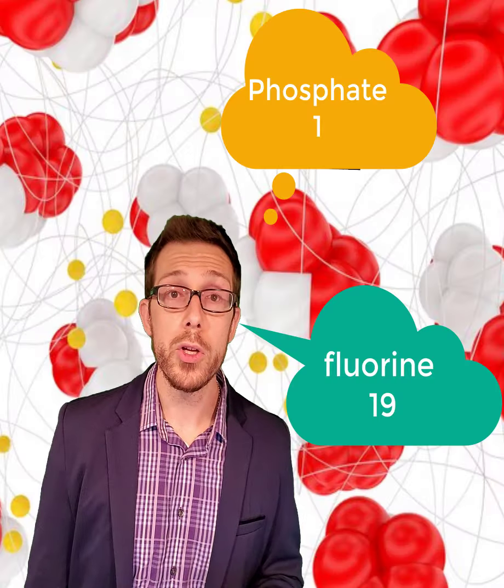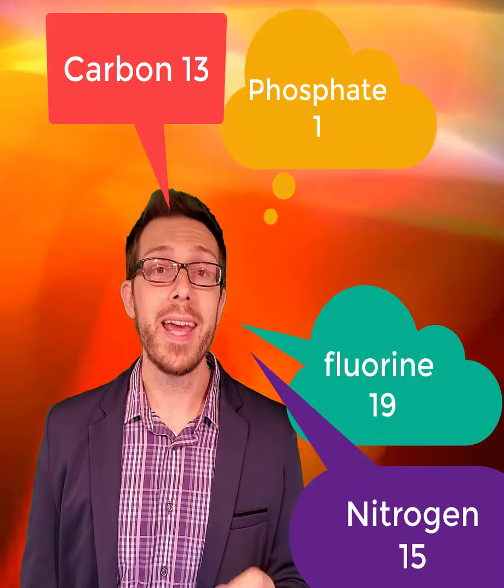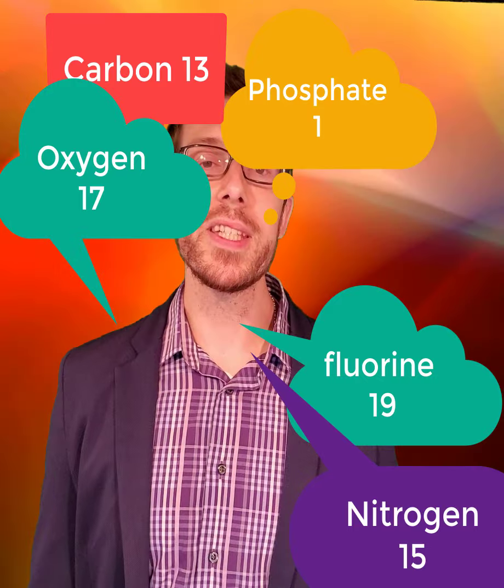There are different isotopes that we can use as well instead of hydrogen in MRI. Fluorine-19 is one of them, phosphate-1, carbon-13, nitrogen-15, and oxygen-17. This concludes the presentation on hydrogen.